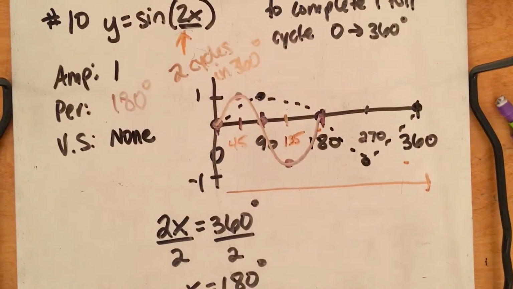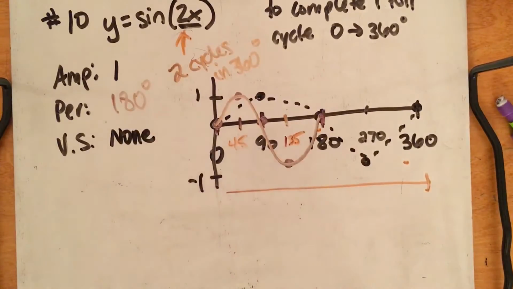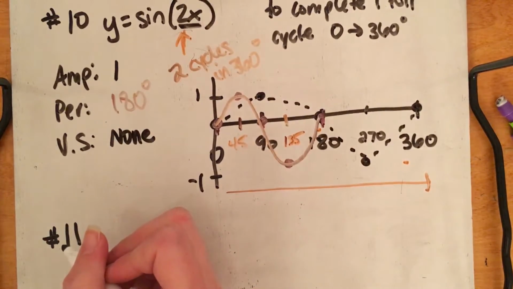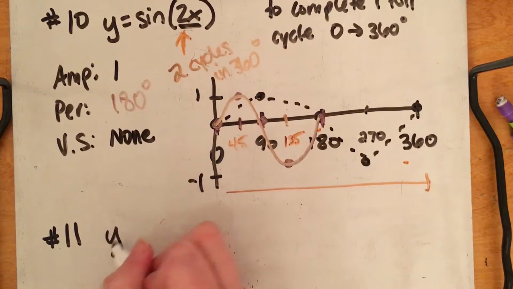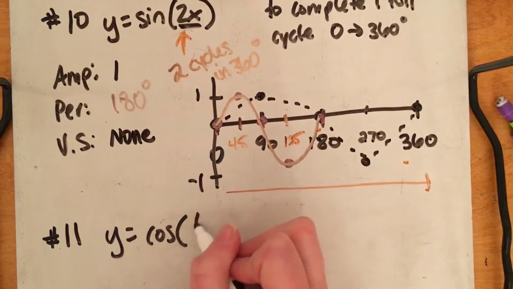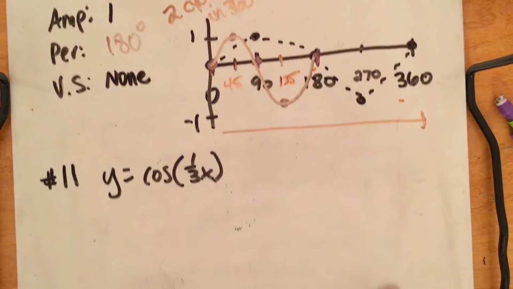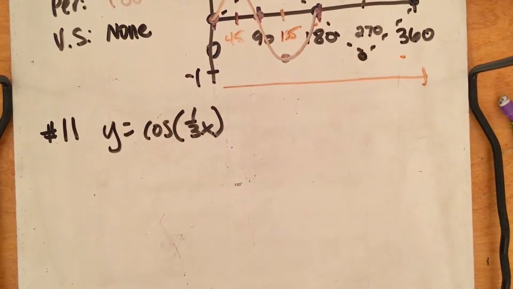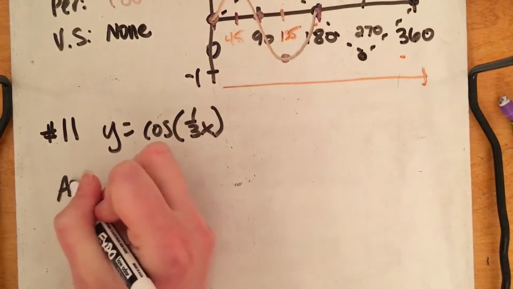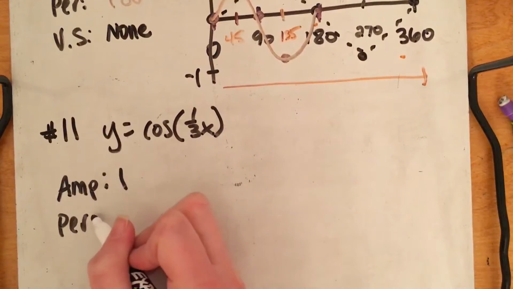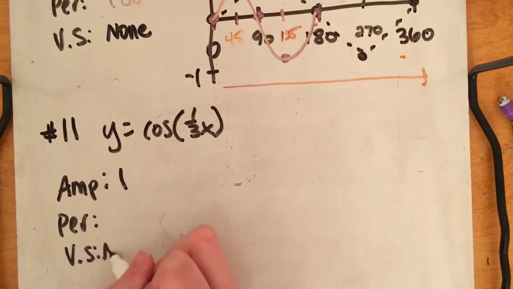Let me try to erase this part. And let's go on to number 11. Let me show you that over here, which is cosine of 1/3 x. Okay, so period is the distance that it takes to travel. So let's identify everything. First, amplitude is not changing, that's a 1. The period, we'll come back to that. Vertical shift, there isn't one.